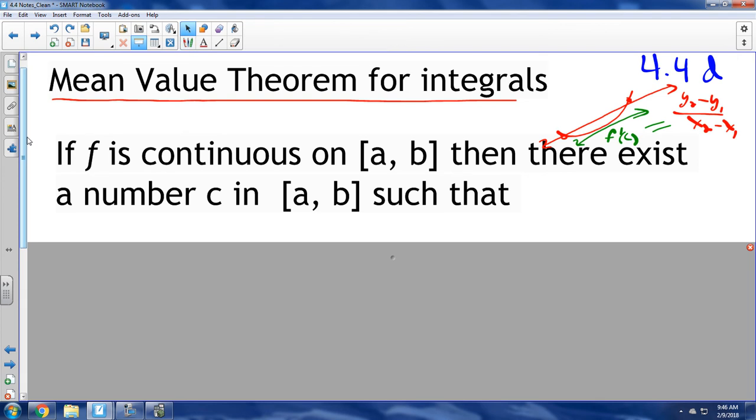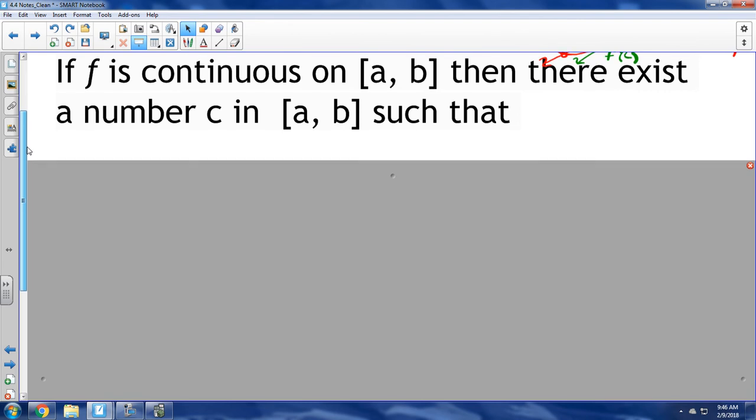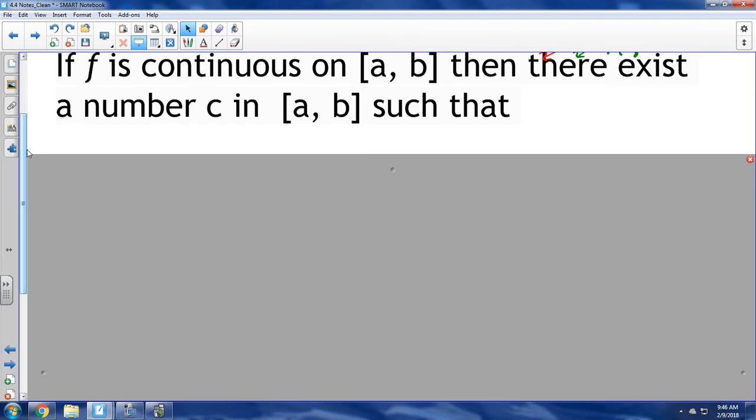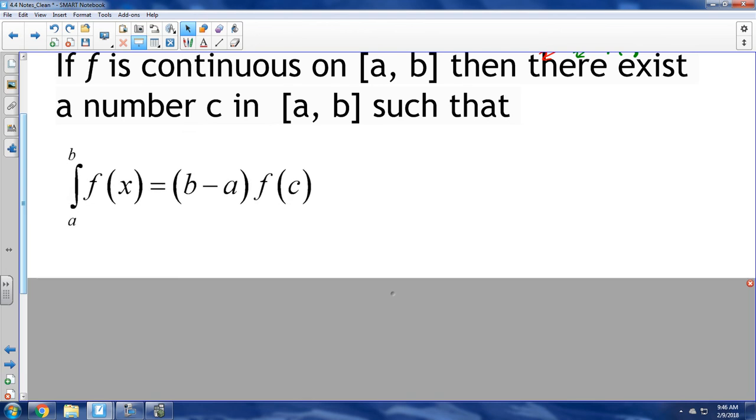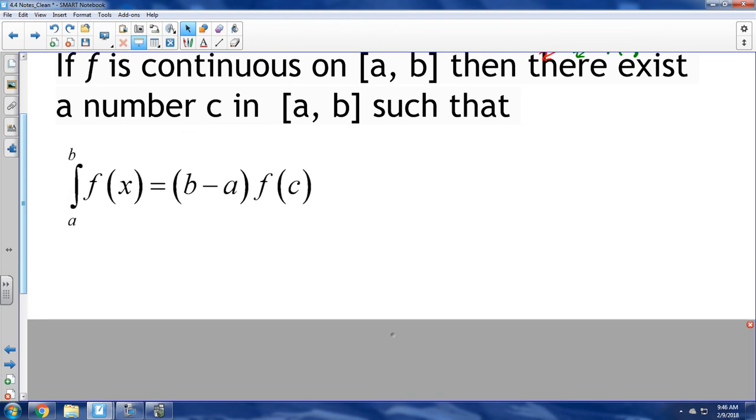So the mean value theorem for integrals is similar, but it's not this. It's similar, but now we're talking about area instead of slope. So if you have a continuous function, there's going to be a number where this happens. So let's just talk about this for a second. It's a little confusing. What you would say is area equals, so this is the area.